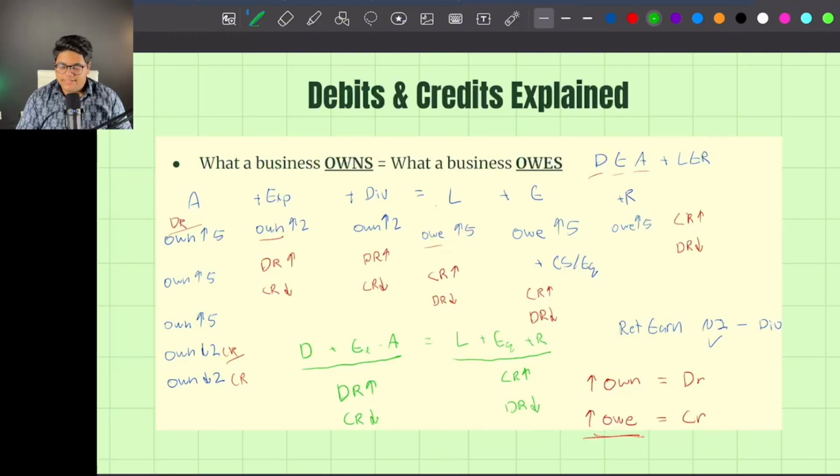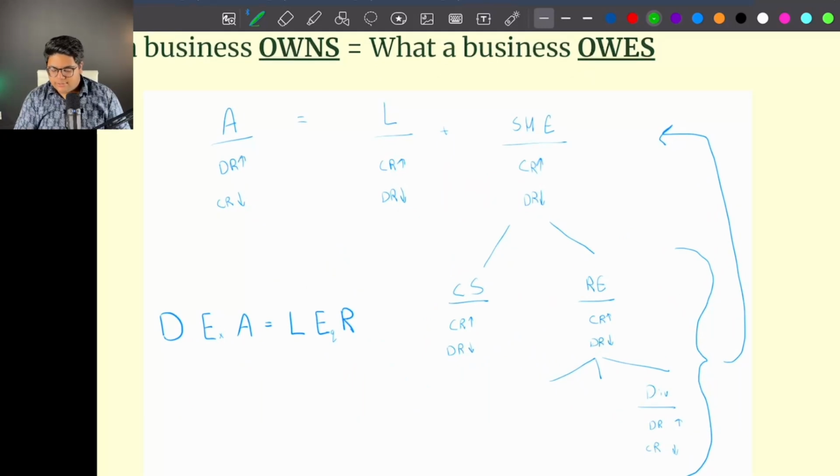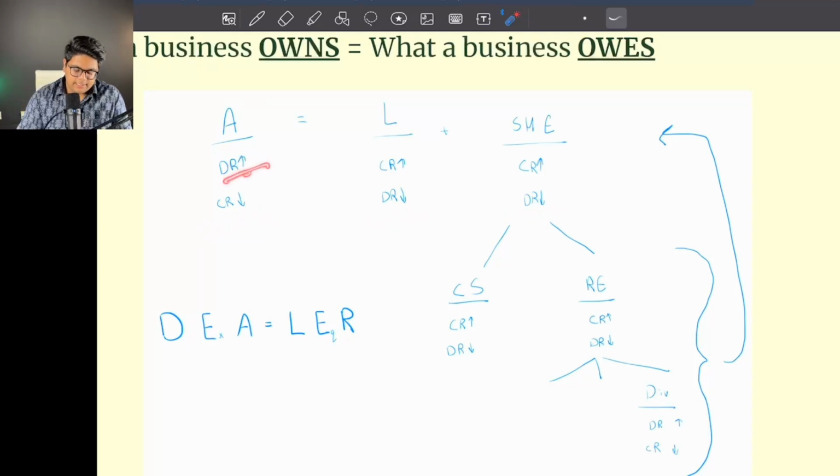Okay, now this whole page looks like a mess, but essentially this is the table that I've produced. Your assets is equal to your liabilities plus shareholders' equity. In order to increase your assets, you debit them. In order to decrease them, credit. And for liabilities and shareholders' equity, to increase them, you credit. And to decrease them, you debit.